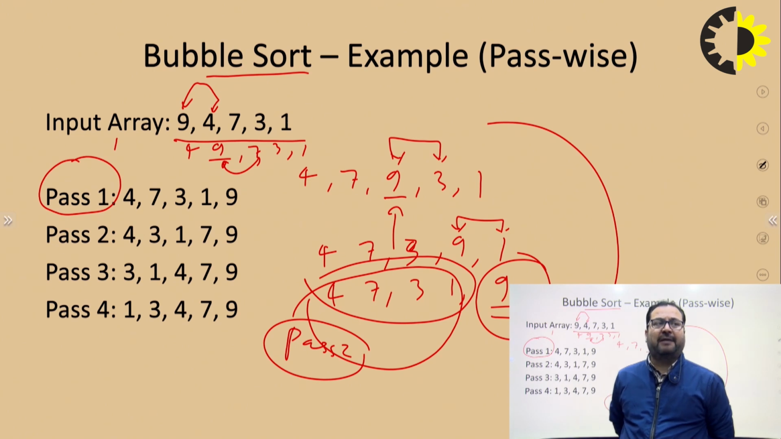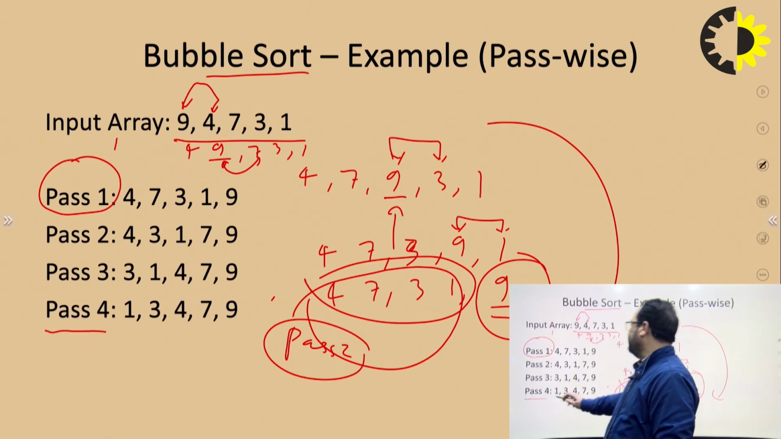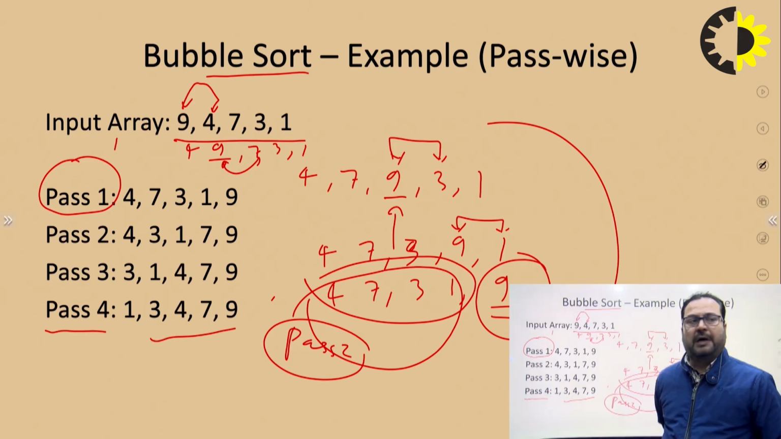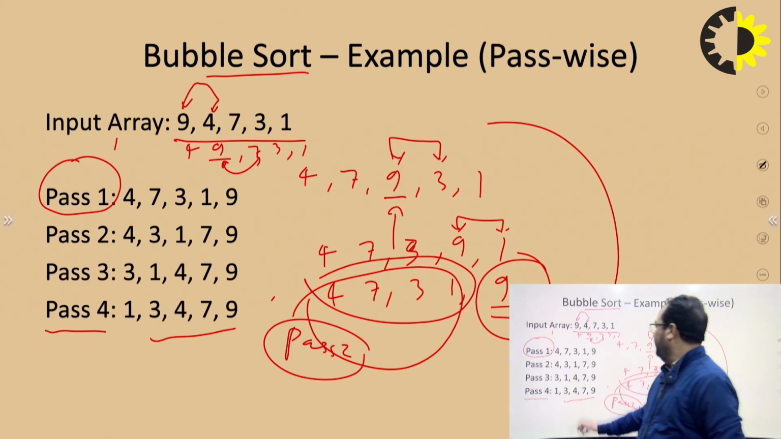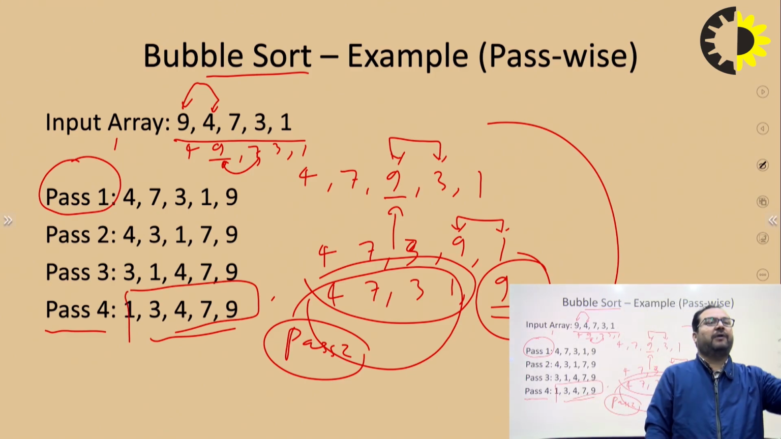So after n minus 1 passes, this list has been totally sorted out in pass 4. So after pass 4, we see that the list has been totally sorted out in increasing order. So this is the bubble sort.